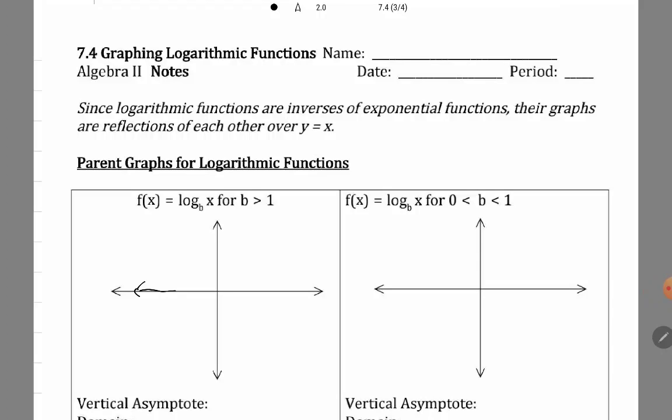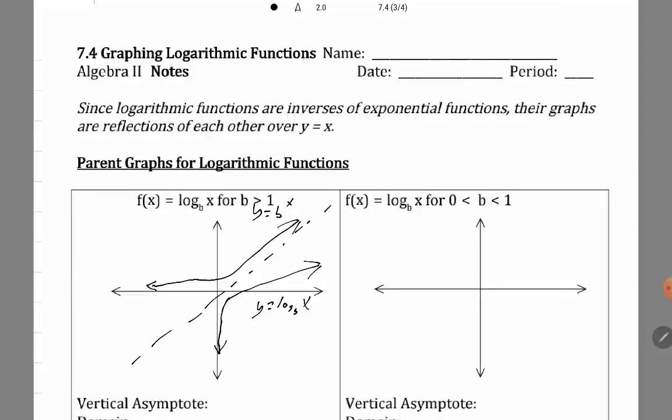So, these things will have the same shape as our exponentials, but they'll be reflected. For example, last time we looked at y equals b to the x, or 2 to the x. And we know that they're going to look something like this. So when we reflect it, this is our y equals log base b of x.